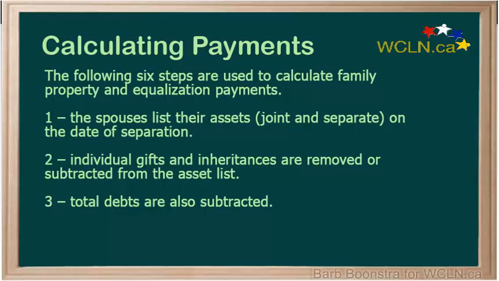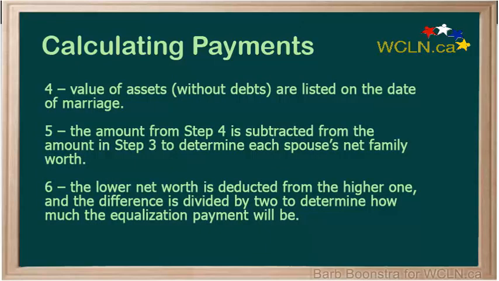The following 6 steps are used to calculate family property and equalization payments. 1. The spouses list their assets, joint and separate, on the date of separation. 2. Individual gifts and inheritances are removed or subtracted from the asset list. 3. Total debts are also subtracted. 4. Value of assets without debts are listed on the date of marriage.